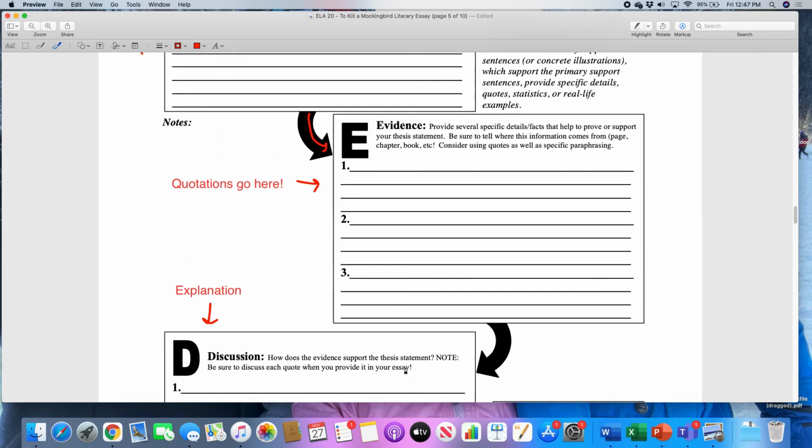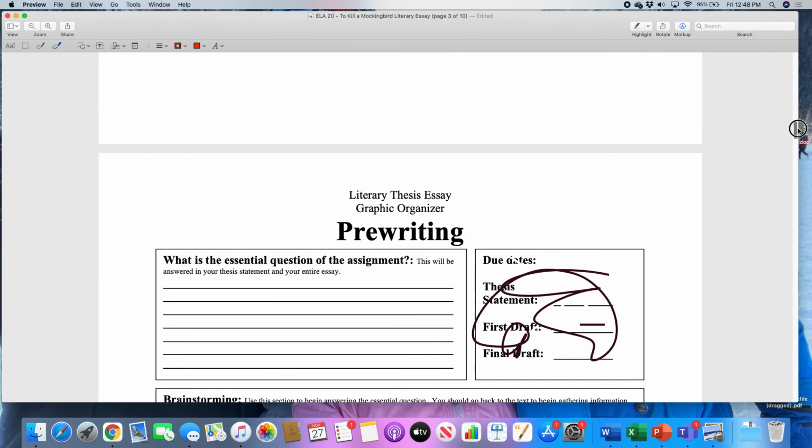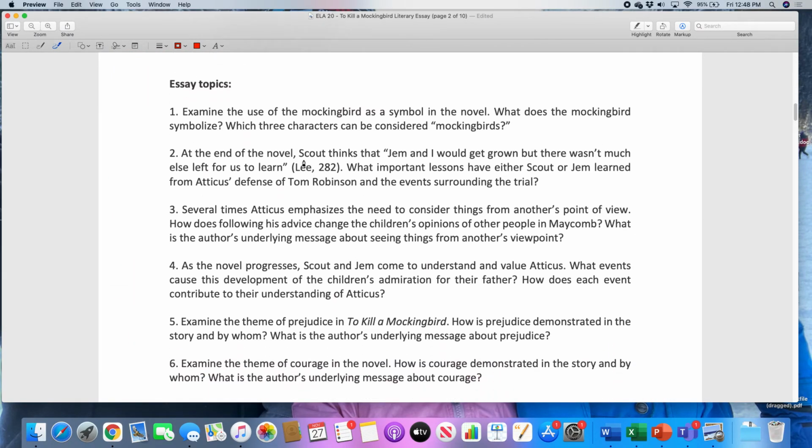Following the arrows, you kind of work your way through, but in the evidence spot, you provide several specific details or facts that help to prove or support your thesis statement. Be sure to tell where this information comes from, the page, for sure, the page. If you even look at the essay prompts up above here, this is what it should look like, okay? You need the last name, the comma, the page number.